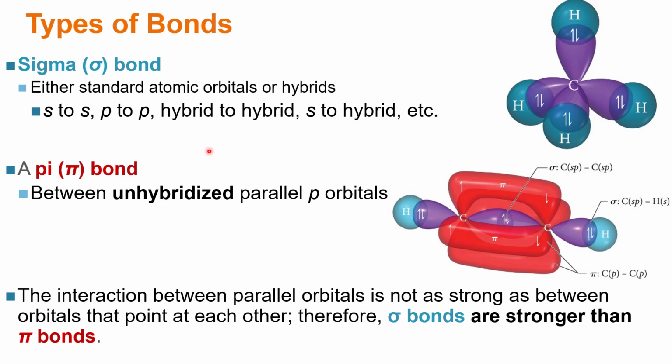The interaction between the parallel orbitals is not as strong as the other sigma bonds. So sigma bonds are going to be a stronger bond. They're a lot closer. That overlap is a lot greater, where these double bonds and then triple bonds are reaching really far across to overlap with one another. So they're not quite as strong as the other ones.